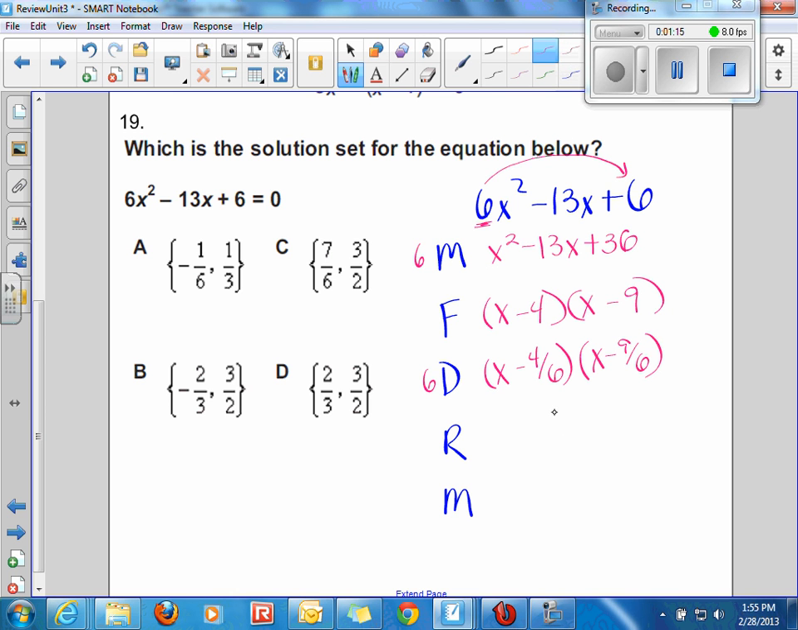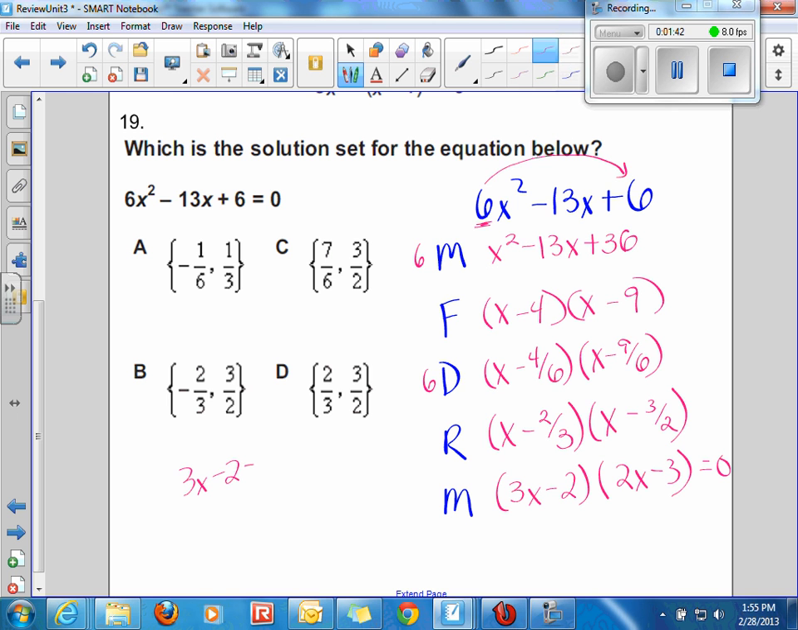Okay, divide there. Remember, multiply, factor, divide, reduce, move. Reduce if possible. And move. If you still have any denominators, they move to the front. And then these are your two factors. And to solve, you would set them equal to 0 and solve.